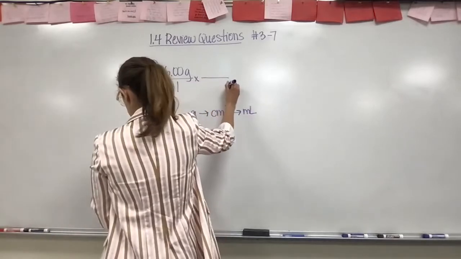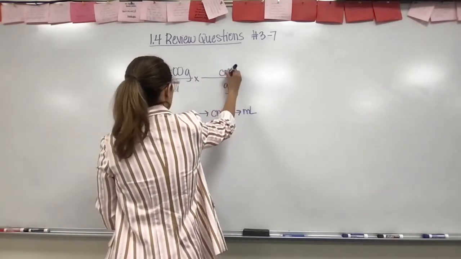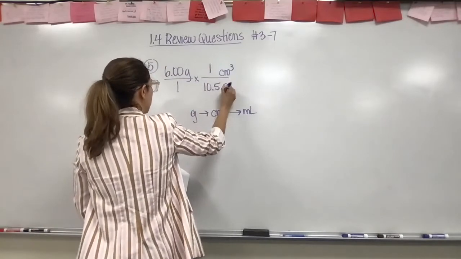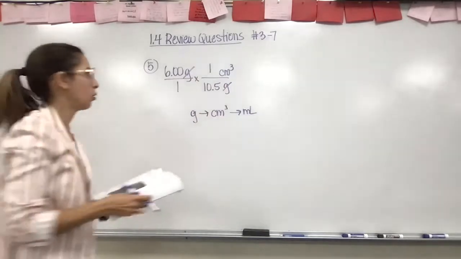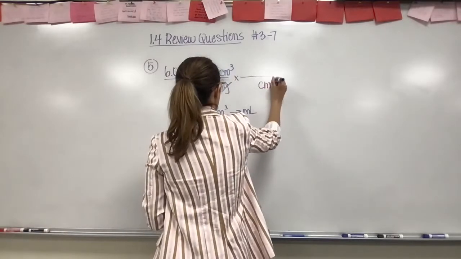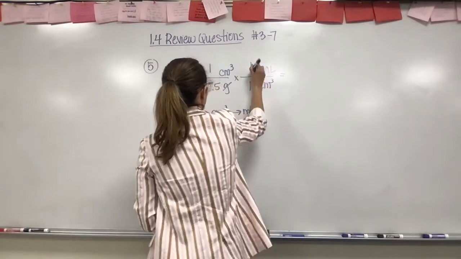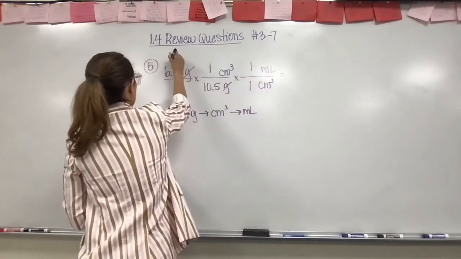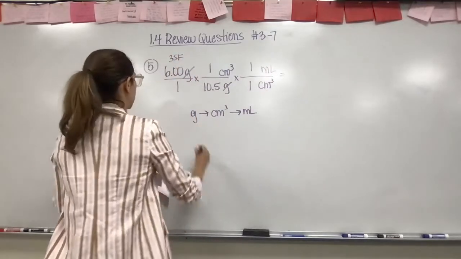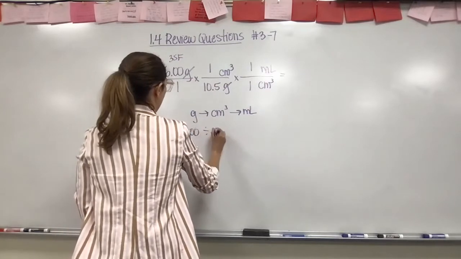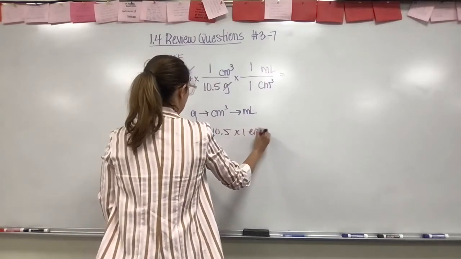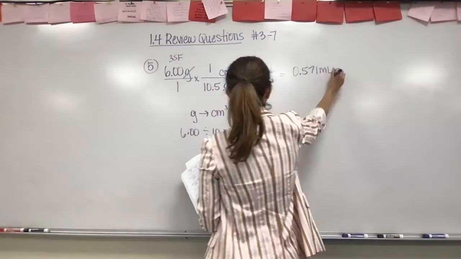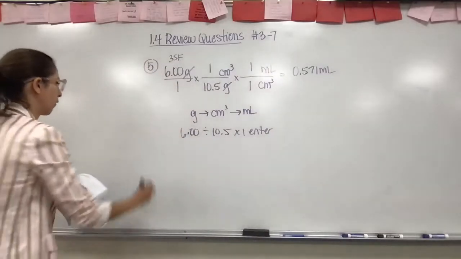So put grams on the diagonal, and then you'll have your centimeters cubed on top. We're using the density, it's 10.5 grams per 1 centimeter cubed. Then you know that a centimeter cubed is the same thing as a milliliter. So you'll have a 1 and a 1 there. This is 3 sig figs, this is 3 sig figs, this is infinite. So you want to have 3 significant figures in your answer. This is 6.00 divided by 10.5 times 1, enter. You're going to end up with 0.571 milliliters. Remember, the leading zeros are not significant.